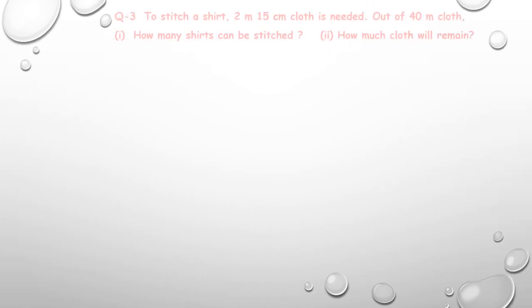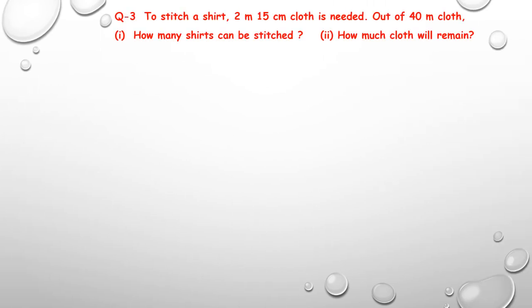Now come to question number 3. To stitch a shirt, 2 meter 15 centimeter of cloth is needed, out of 40 meter of cloth. How many shirts can be stitched? And the second one is how much cloth will remain?